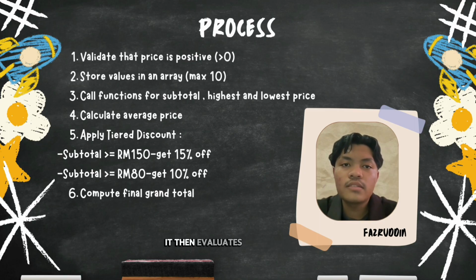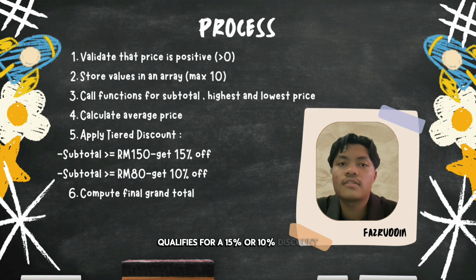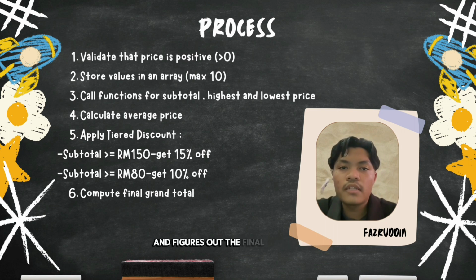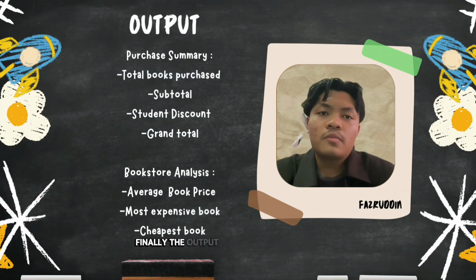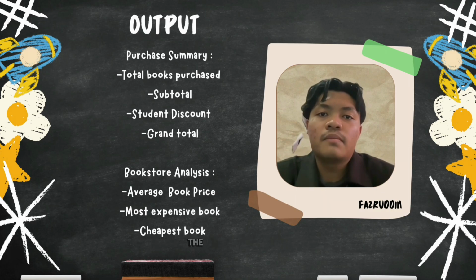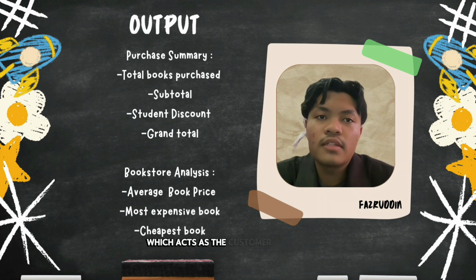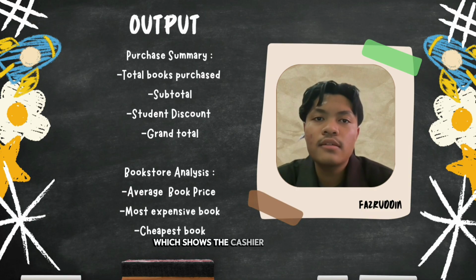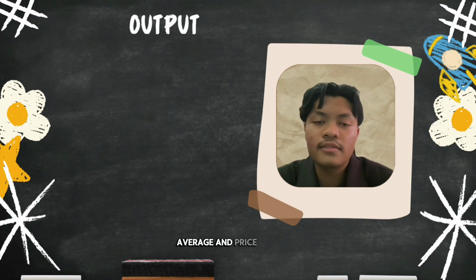It then evaluates our tiered rules, checking if the subtotal qualifies for a 15% or 10% discount, and figures out the final grand total. Finally, the output displays two clean blocks, the purchase summary, which acts as the customer final receipt, and the bookstore analysis, which shows the cashier transaction average and price extremes.